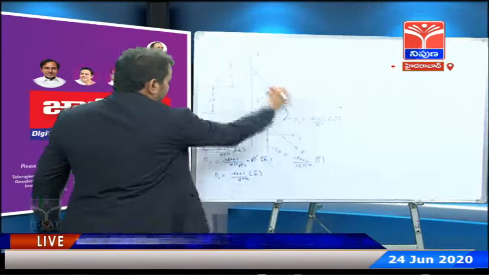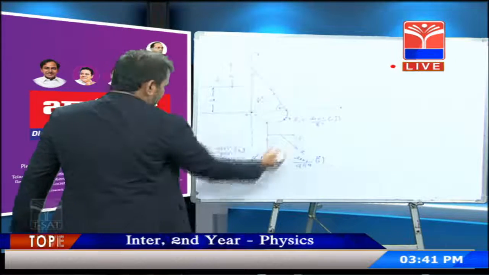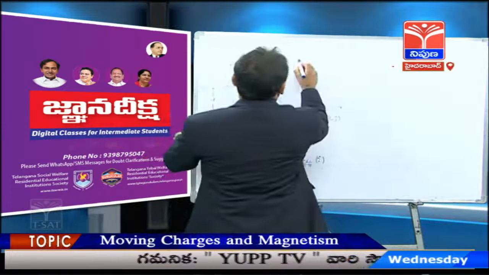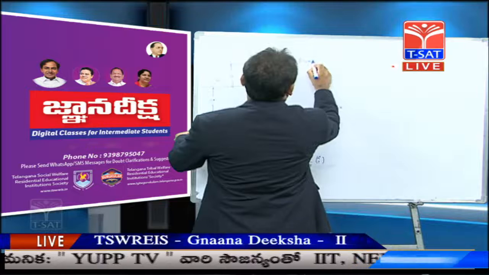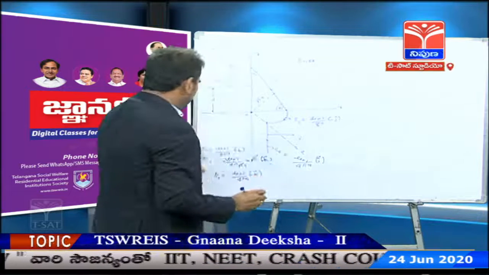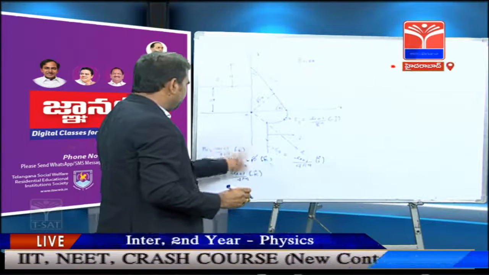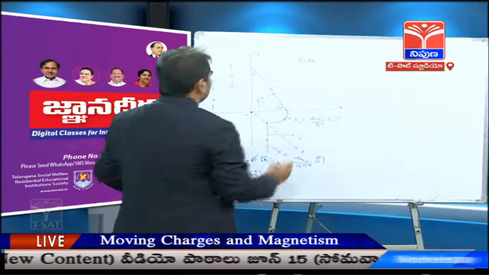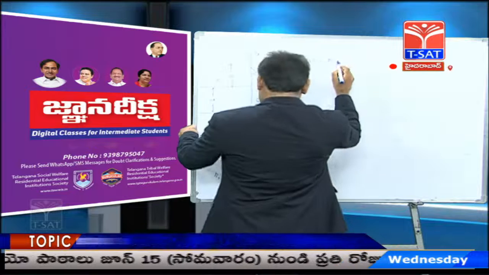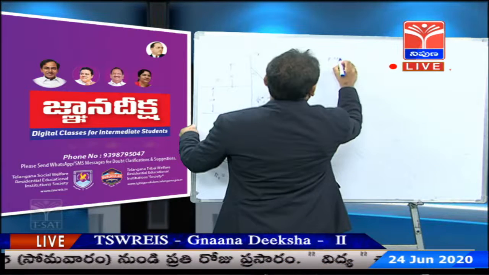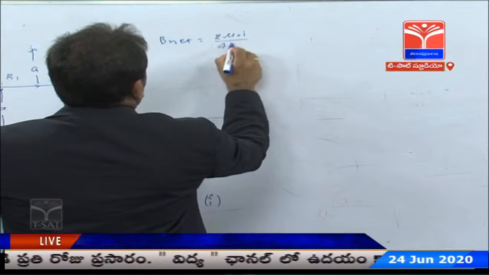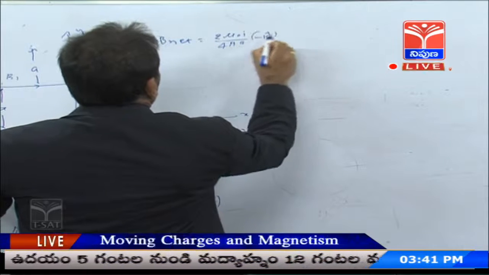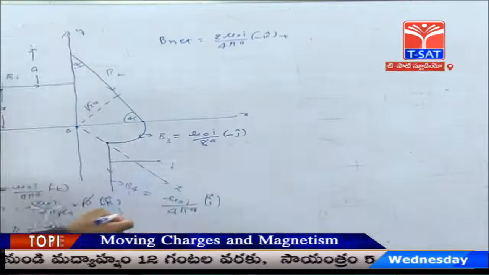Therefore, the net magnetic field induction at point O due to this wire is given by B net. B net is equal to B1, which is nothing but mu naught I by 4 pi A in the minus k direction, plus B2, which is mu naught I by 4 pi A in the minus k direction. The sum of these two values is 2 mu naught I upon 4 pi A times minus k vector. So B1 plus B2 are completed.